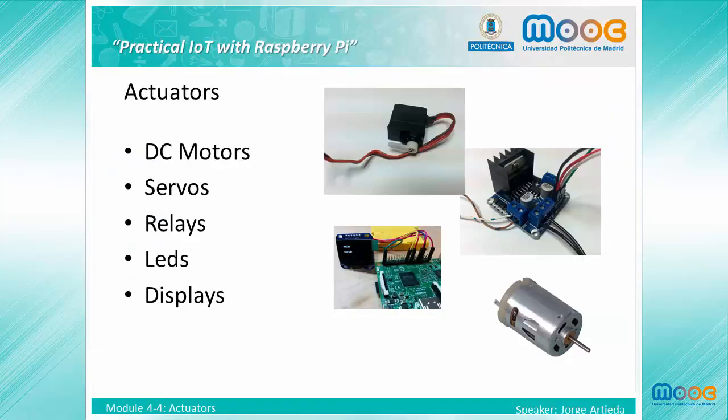We can use a broad range of actuators with our Raspberry Pi, for example, DC motors, servo motors, relays, LEDs, displays, etc. In this lesson, we are going to show how to use an OLED screen and how to interface with a DC motor.